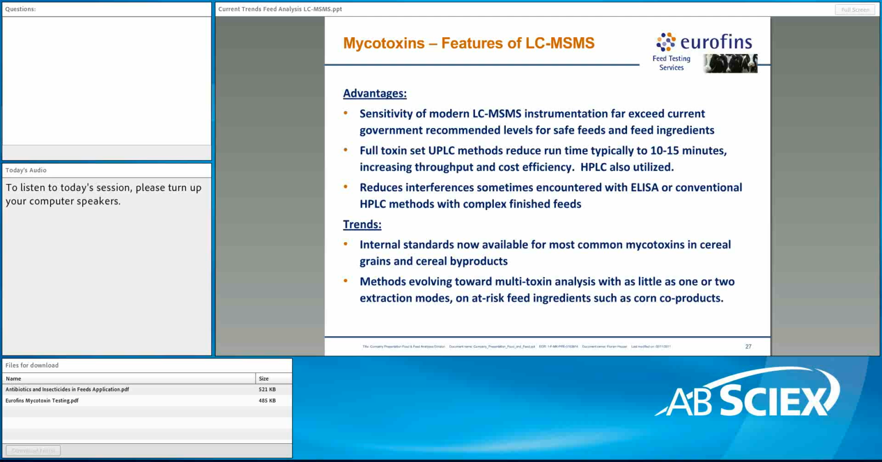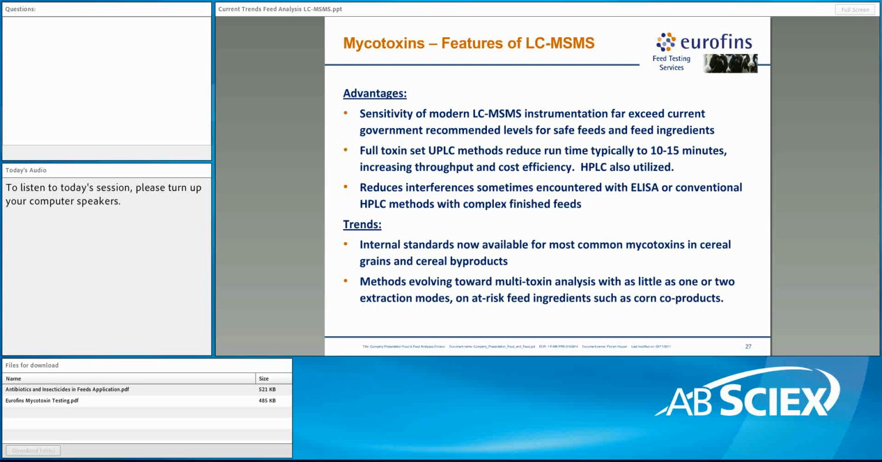So the advantages of modern high-sensitivity triple-quad LC-MS/MS instrumentation is becoming very clear in the arena of mycotoxin testing. The advantages that we see so far in our experience is, number one, the high sensitivity of current instrumentation is so far well in advance of the current government recommended levels for safe feeds and feed ingredients. So that allows full toxin set HPLC methods that can reduce the runtime typically to 10 to 15 minutes, increasing the throughput and cost efficiency.